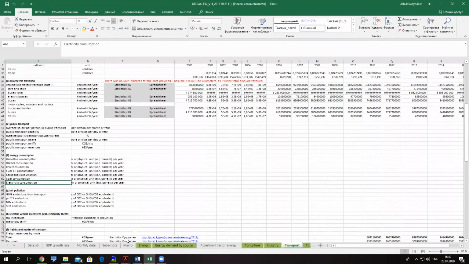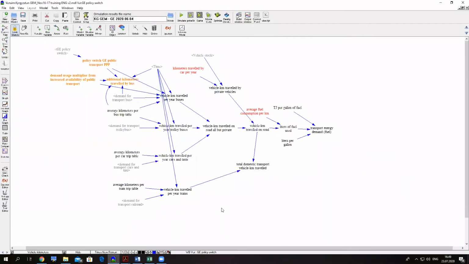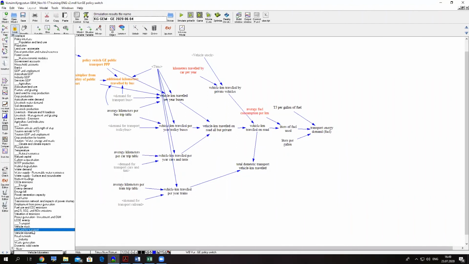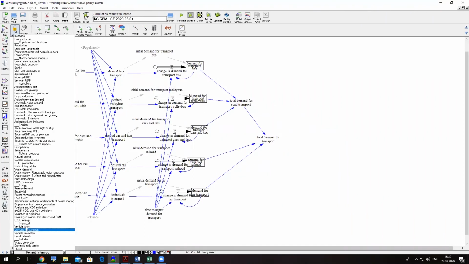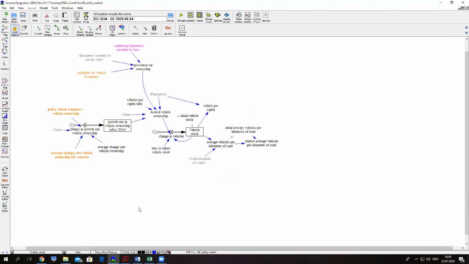Okay. And last question. You mentioned that you will add cost and benefit analysis to transport. Where will it be? In demand for transport or vehicle stock? And what kind of cost and benefit analysis?